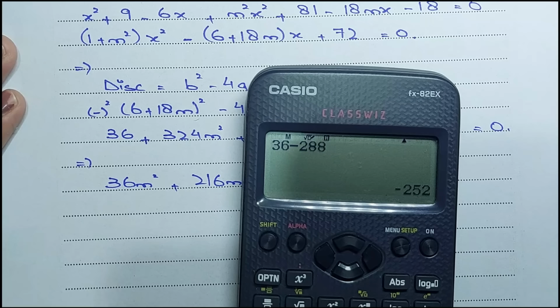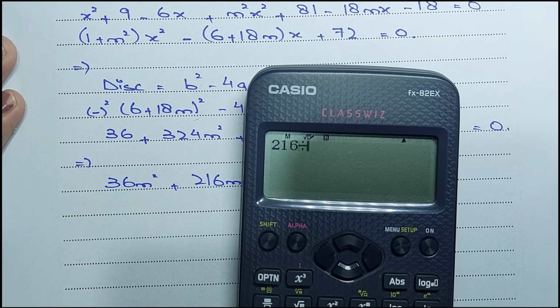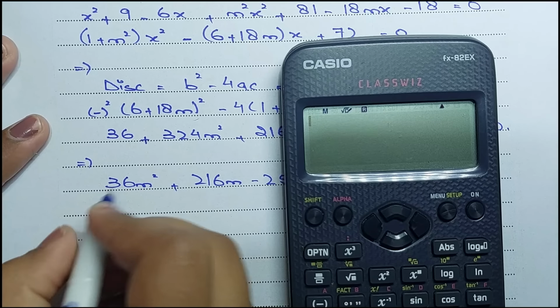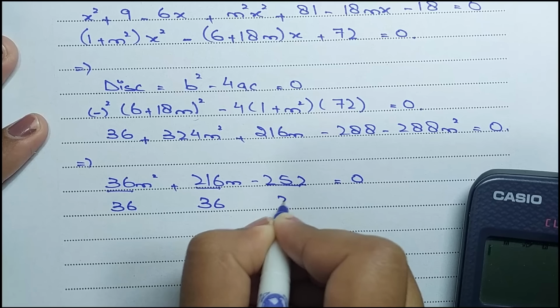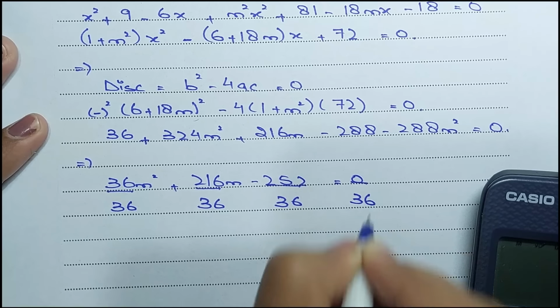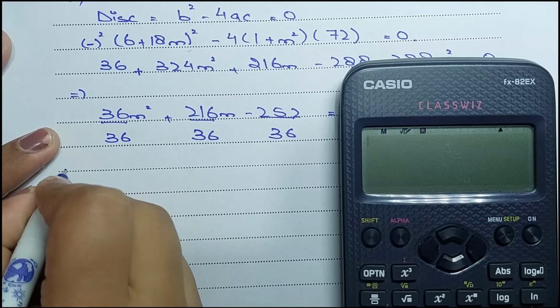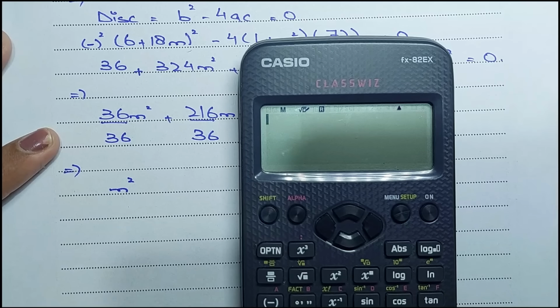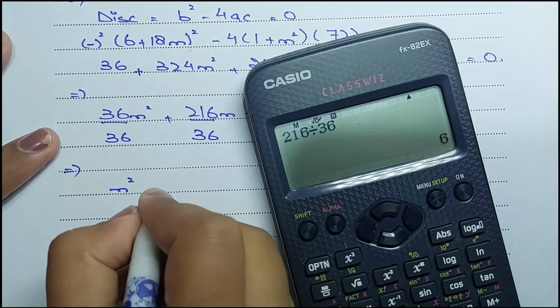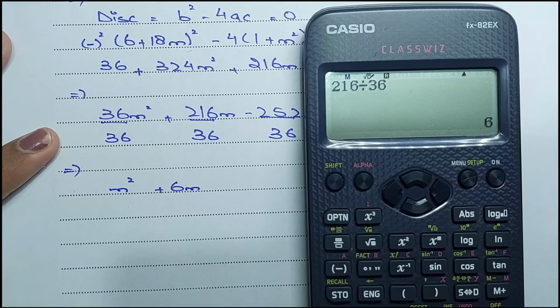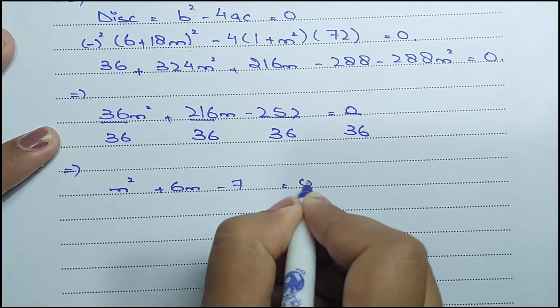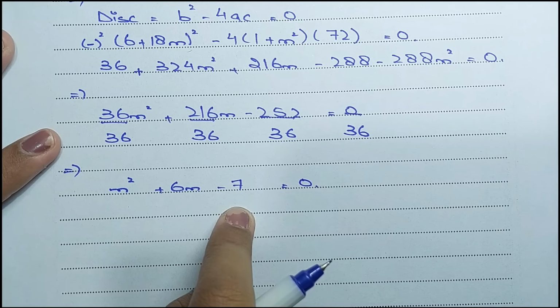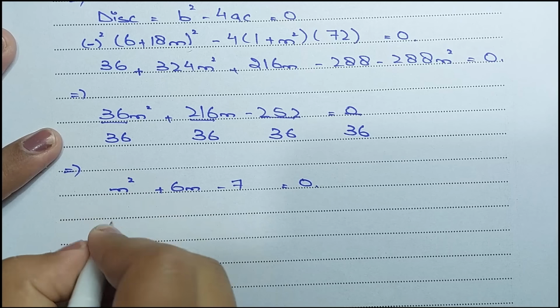Okay, it is divisible by 36, all the terms, yes. 36 over 36. Let me divide throughout the equation by 36, all the terms on both sides to make it easy. So this is just m square, 216 over 36 is 6, plus 6m, 252 over 36 is minus 7, equals 0. Okay, factorization. 1 times 7 is 7, okay, and 7 minus 1 is 6.